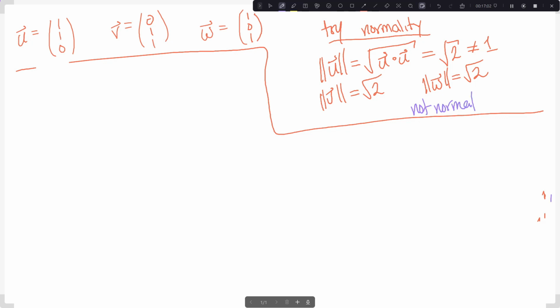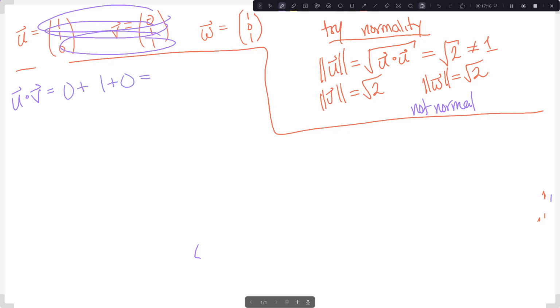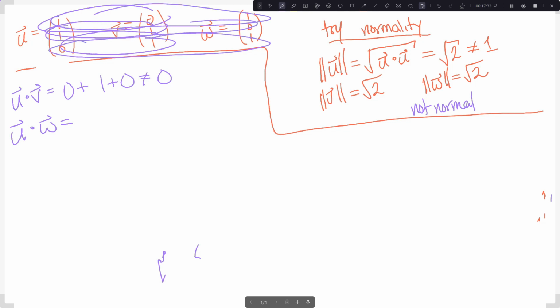Let's see if we're orthogonal at least. Something like U dot V to test orthogonality. If I take the dot product, I'm multiplying each of those, and I get 0 plus 1 plus 0, and that is very much not equal to 0. I can take U dot W, and that gives me I guess 1 plus 0 plus 0, which is not equal to 0.